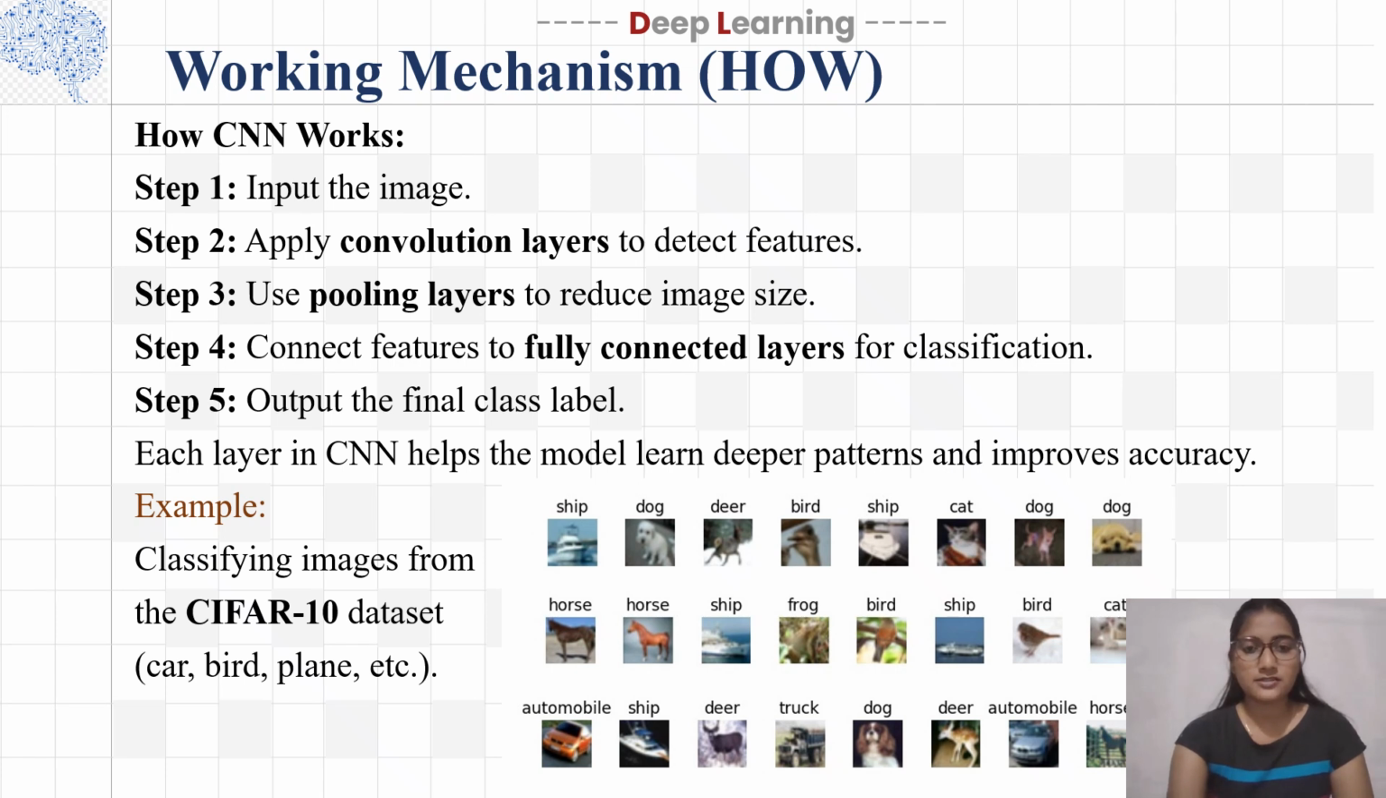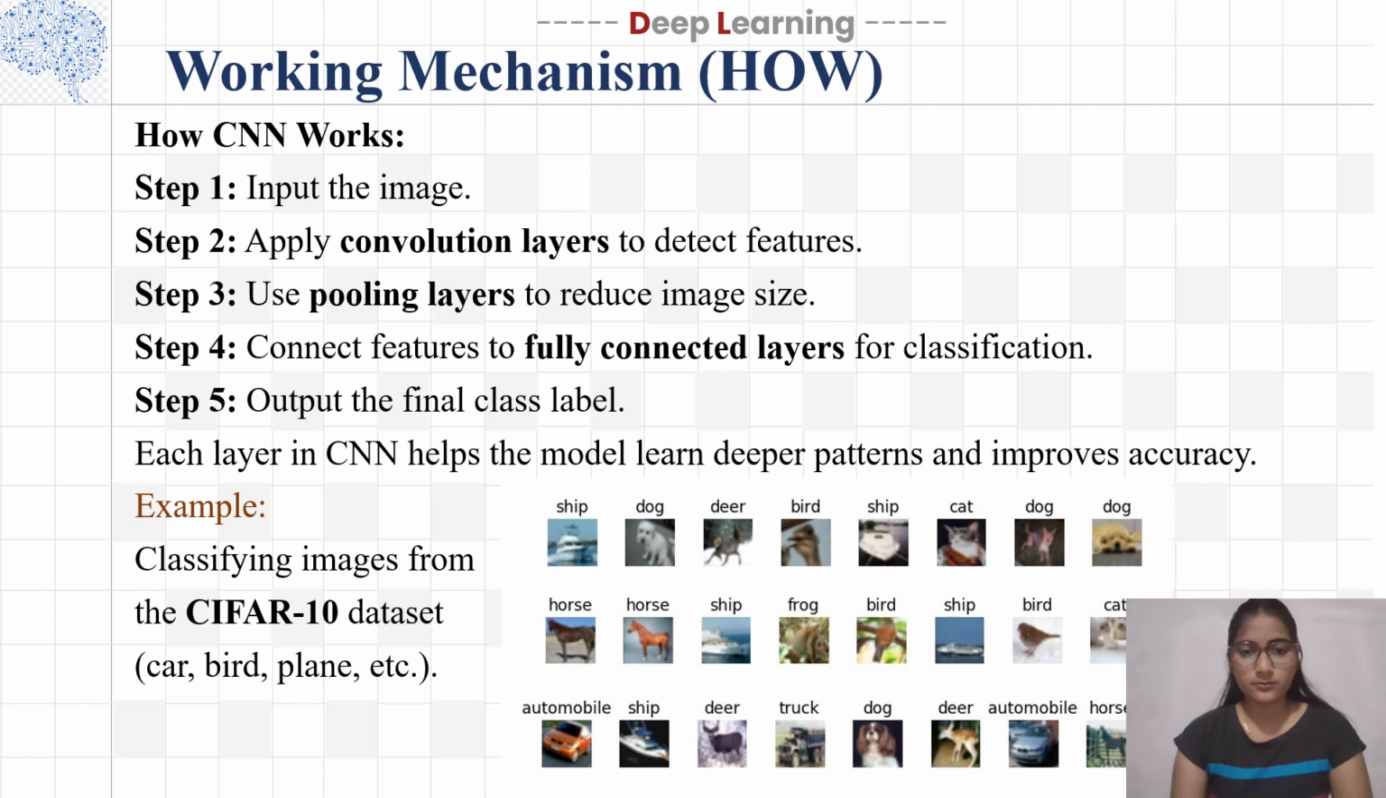And the second last step is the output layer. Finally, the CNN outputs probabilities for each class and selects the one with the highest score. So this is how CNN gradually turns raw pixels into an intelligent prediction.